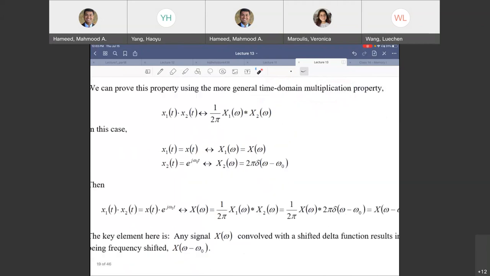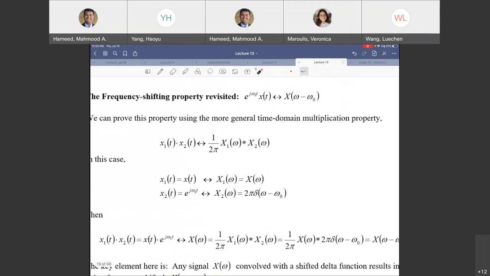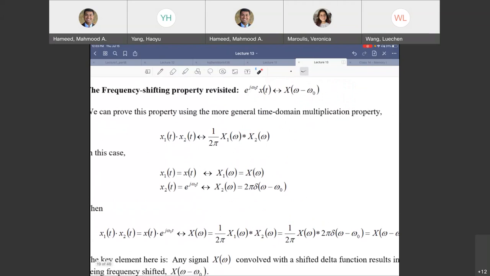Now, can we prove this using the more general time domain multiplication property? Let us try to see, because I've got a signal here, I've got a signal here, and I'm multiplying them. So I should be able to use the time multiplication property to do this. So let's see. What would be the Fourier transform of x of t? Well, it will simply be X of omega. What will be the Fourier transform of e to the j omega naught t? Well, that will be 2 pi delta of omega minus omega naught. How do I know this? I know this from 1 going to 2 pi delta of omega, and then e to the plus j omega naught t is 2 pi delta of omega minus omega naught, right?